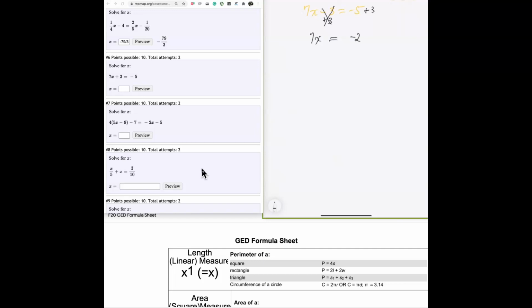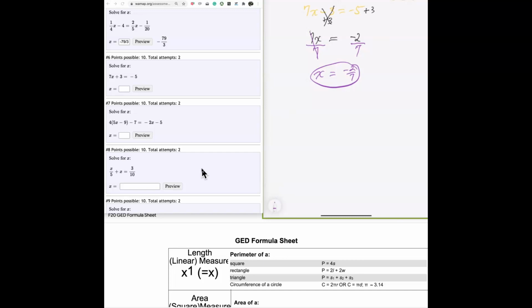What do we do next? We're going to divide. So x is being multiplied by 7, so we're going to divide it by 7. We have to do that to both sides. And then 7 divided by 7 is 1, leaving 1x, or x. And negative 2 over 7, we're just going to leave as a fraction. Negative 2 sevenths.